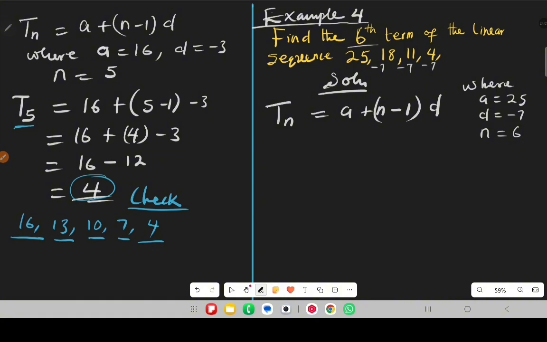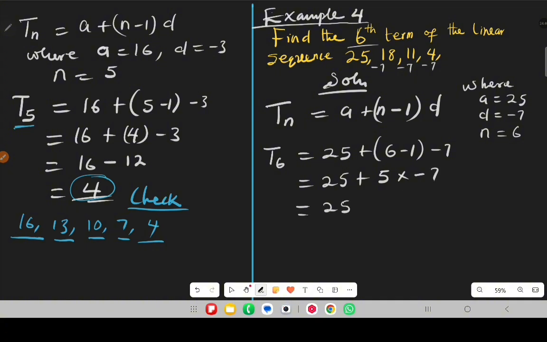Then if we put 25, minus 7, and 6 in place of a, d, and n in the formula, we have T6 equals 25 plus (6 minus 1) times minus 7, which gives us 25 plus, 6 minus 1 gives us 5, times minus 7, which is equal to 25 minus, 7 times 5 gives us 35. 25 minus 35 gives us minus 10 as the answer.